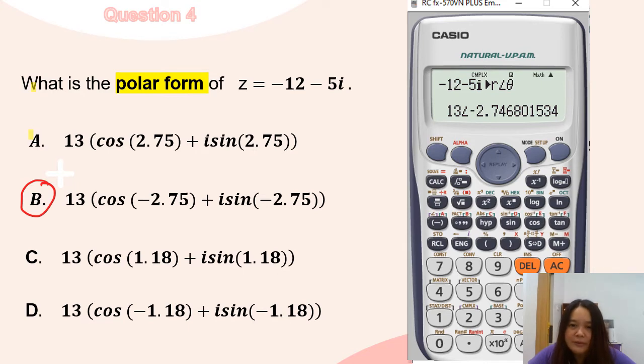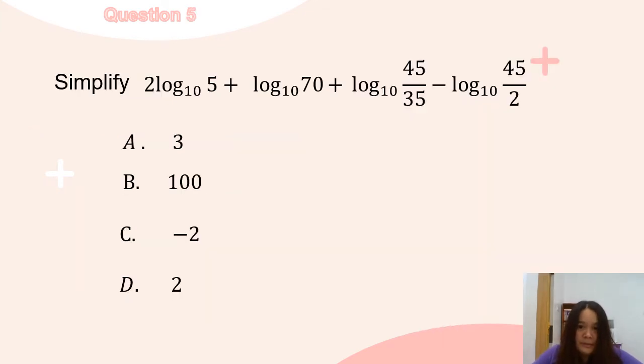So you round up, you will get minus 2.745. So definitely the answer is B. You see, so easy. So question number 5, we have to apply the property of log. So we bring up the 2.